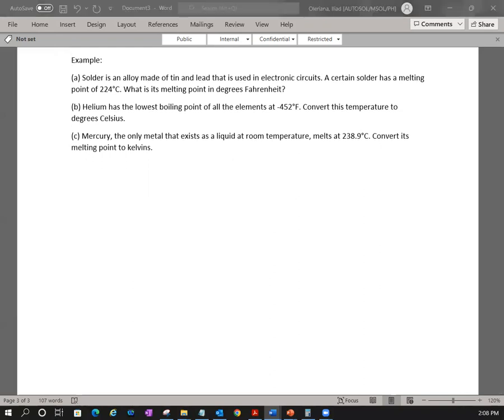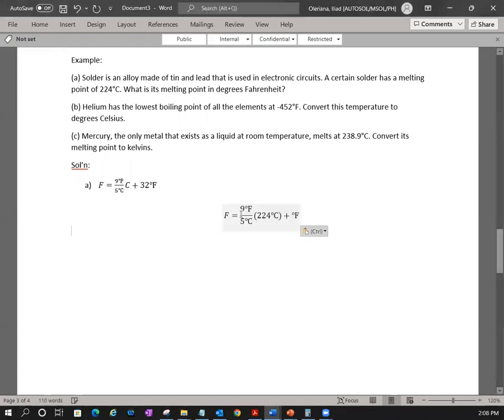Solve natin siya. So, sa first one, ang solution natin sa first one, gagamit tayo ng conversion factor na from Celsius to Fahrenheit. Yan. So, sinubstitute ko lang yung 224 dito sa C. Kung makikita ninyo, then dimensionally consistent naman siya. Degree Celsius, it will cancel out. May iwan dito, 32 lang.